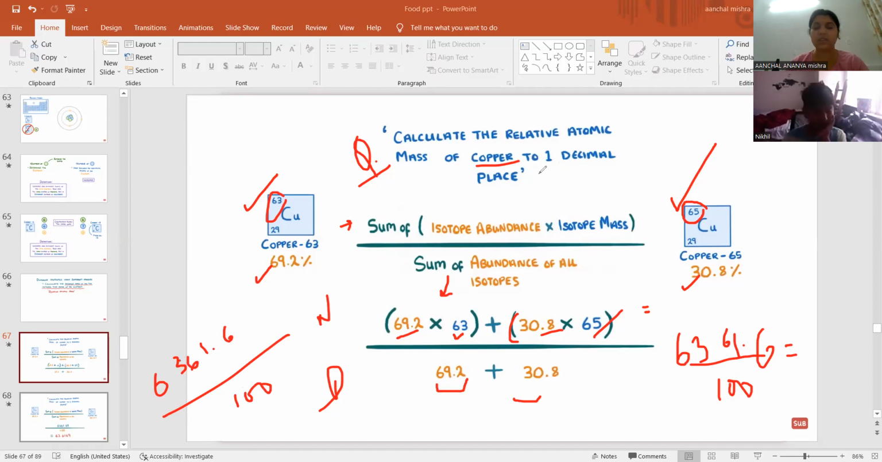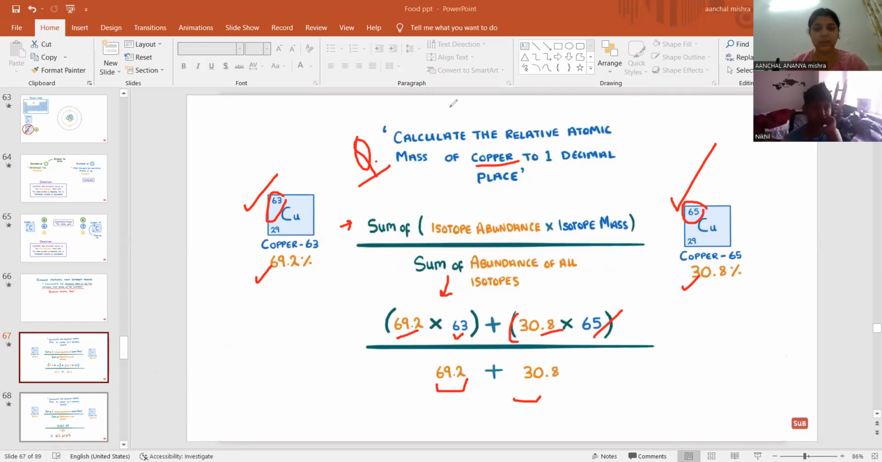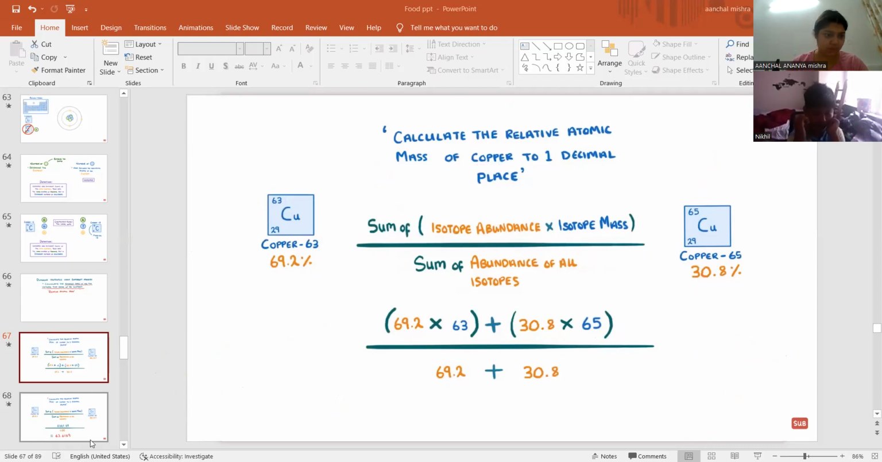Since we are asked to round it off to one decimal place, we will just write it as 63.6, right? So let us see if we have done it correctly or not. The answer is 63.6, right? We will just see if it's correct or not, and then we can do more questions like this.